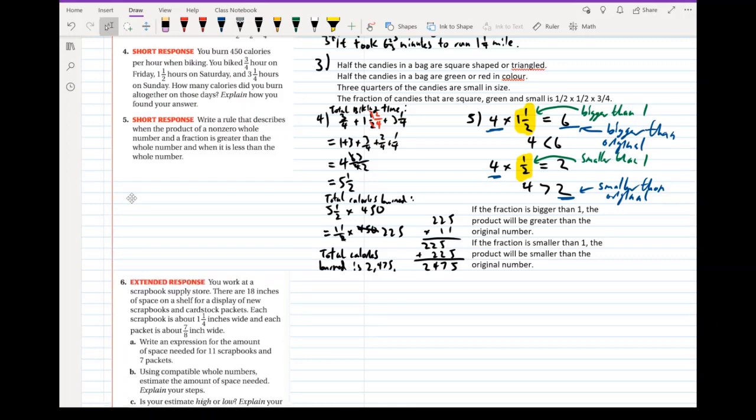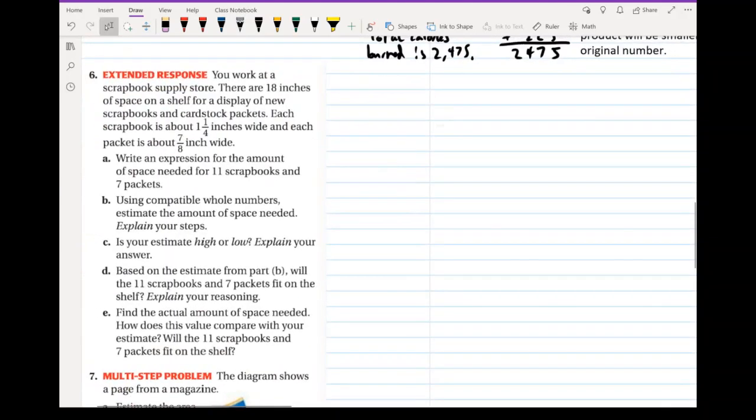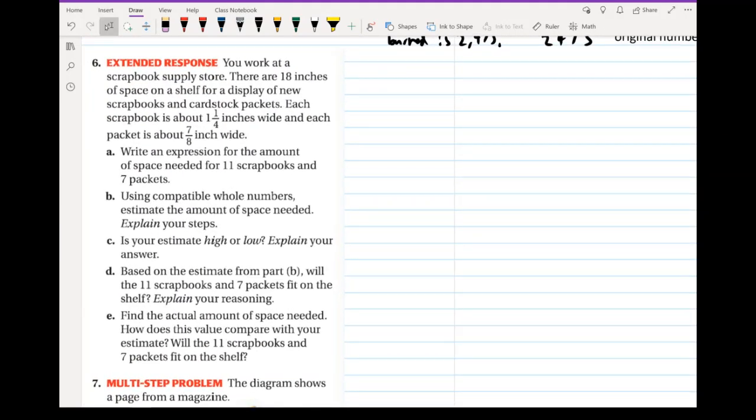Good. Now moving on to question 6. You work at a scrapbook supply store. There are 18 inches of space on the shelf for a display of new scrapbooks and cardstock packets. Each scrapbook is 1 1/4 inch wide, and each packet is 7/8 inch wide. Write an expression for the amount of space needed for 11 scrapbooks and 7 packets.